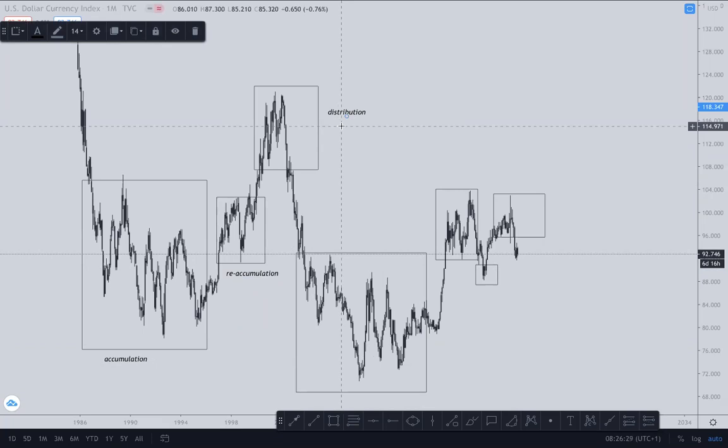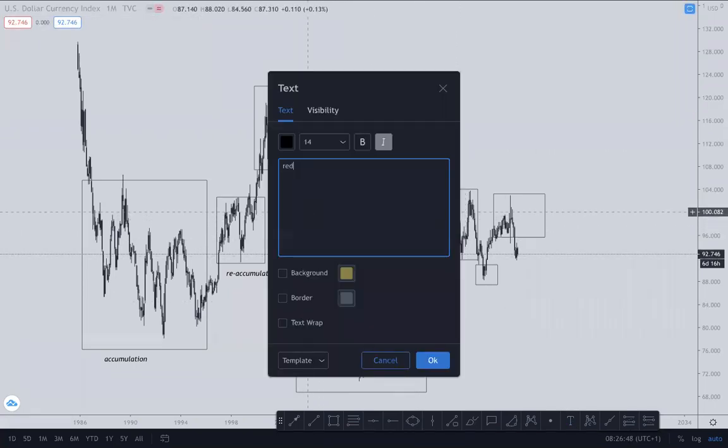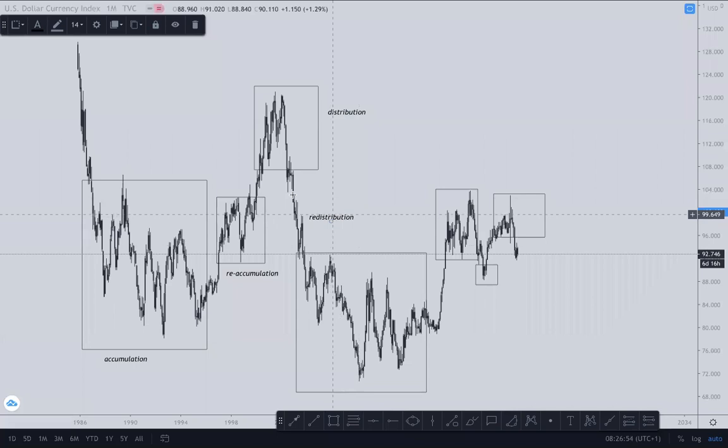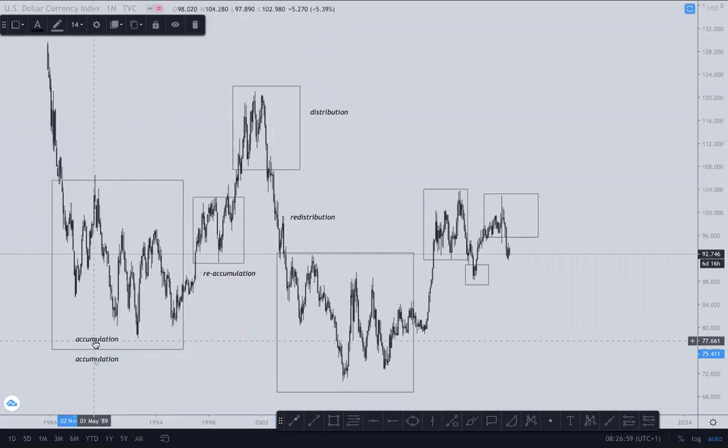So this is a cycle of the market. This is how market moves. We have an accumulation, a reaccumulation, and distribution. And after distribution, we get to have what we call redistribution, which is inside here, before we come back to what? Accumulation, and that is the cycle of the market.